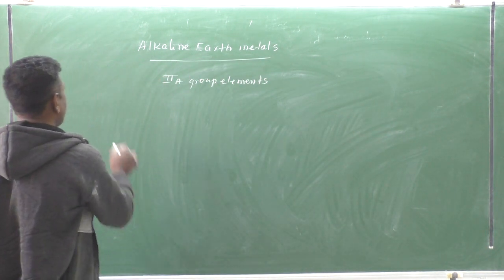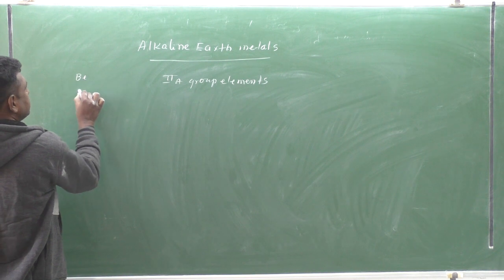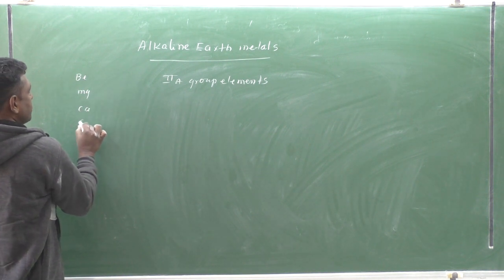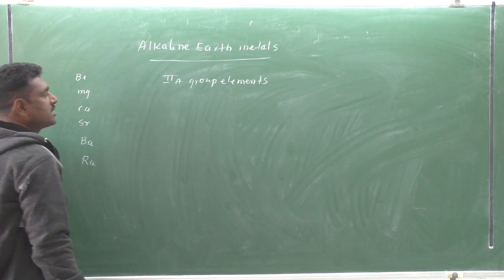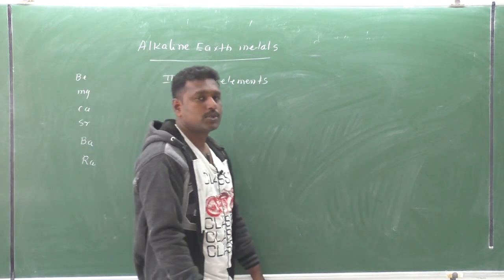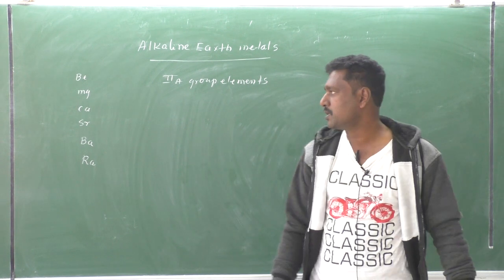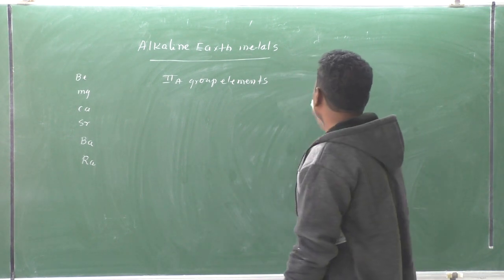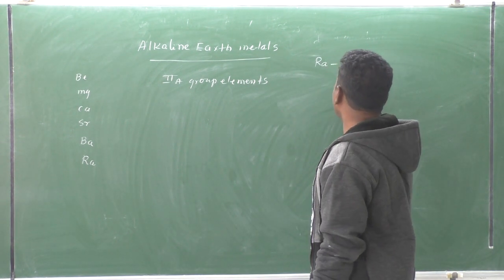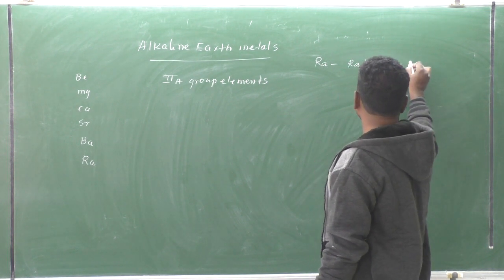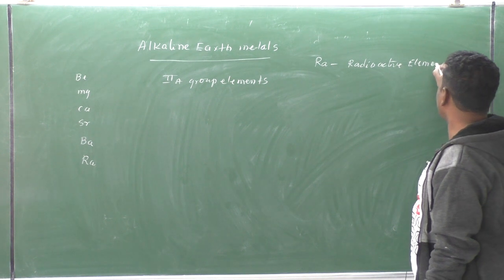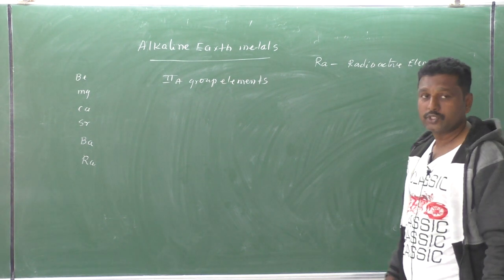Which elements? You already know: beryllium, magnesium, calcium, strontium, barium, radium. These elements belong to group 2. Radium is a radioactive element.